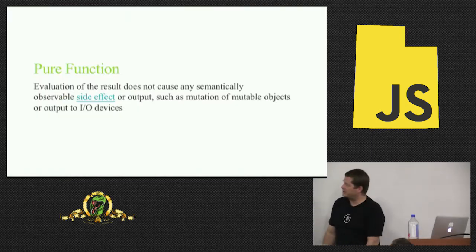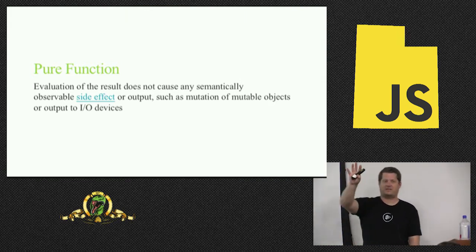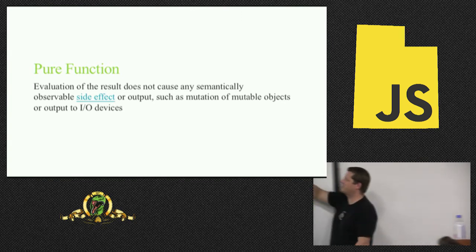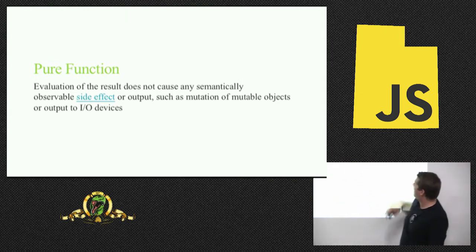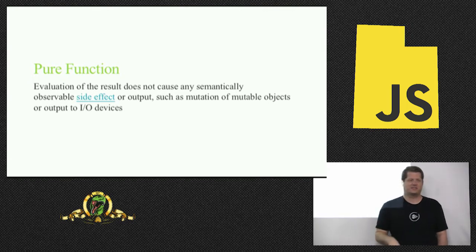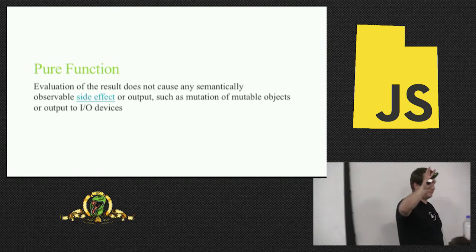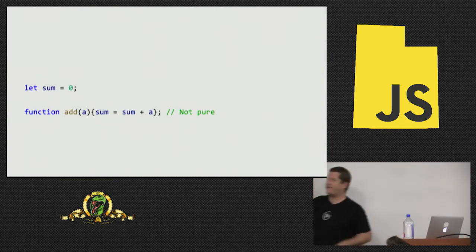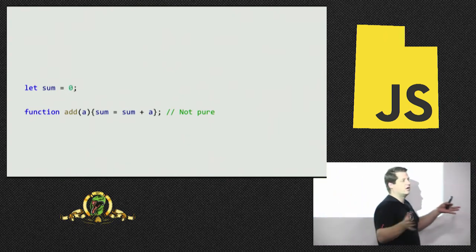The other condition is that evaluation of the result does not cause any side effect. Side effects are evil, right? Which is funny to me. Anyway, so no side effect or output, such as mutation of mutable objects or output to I/O devices. That's why I said not everything's going to be pure. At some point you need to write something somewhere, right? But no side effects. Let sum equal 0. If we add to sum, this is a side effect, right? So I'm impacting something outside the scope of the function. Therefore, it's a side effect.